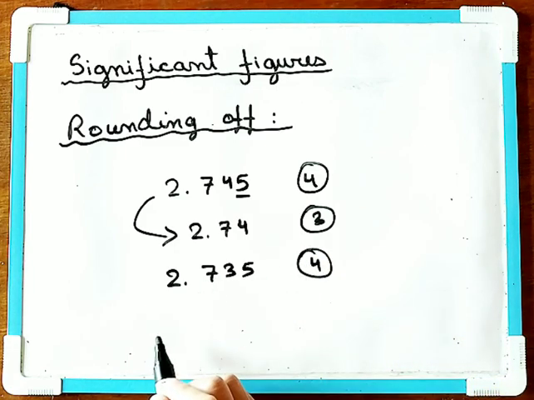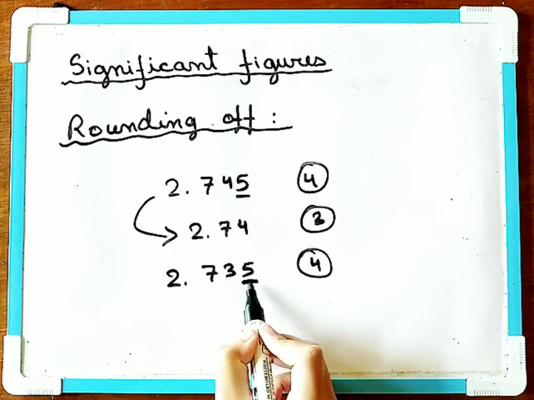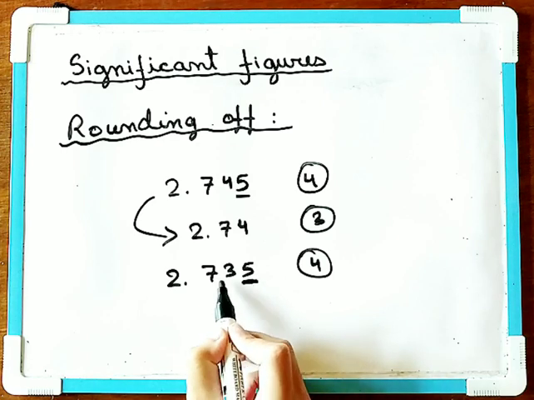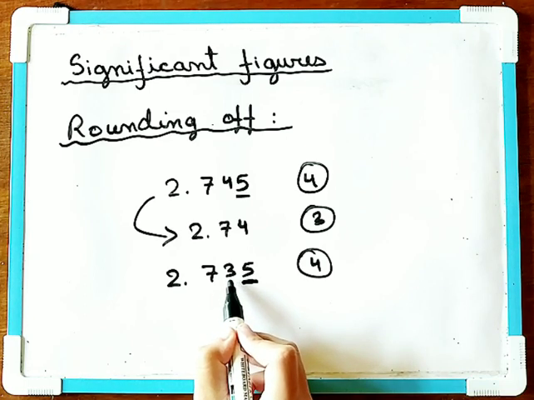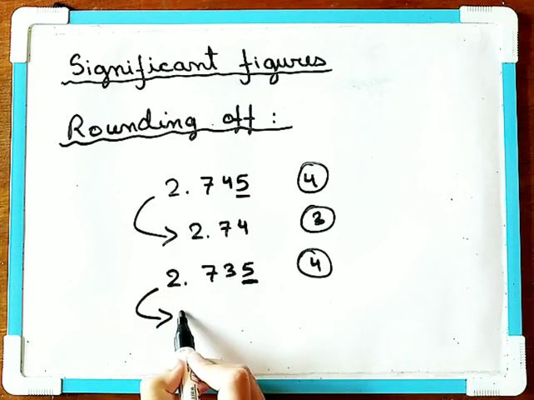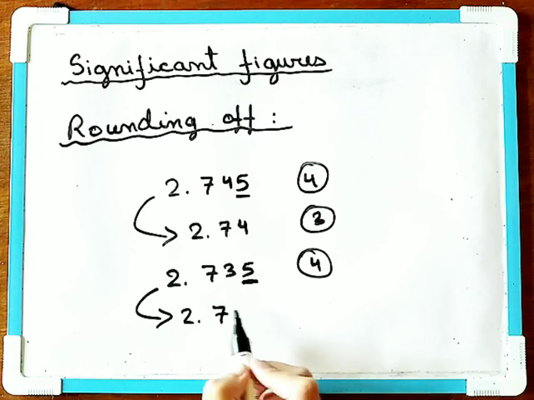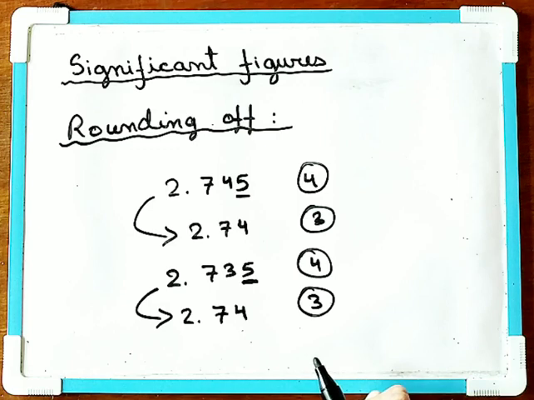If you round it off to 3 significant figures, you count 1 to 3 significant figures. Then look at this digit, which is equal to 5. You look at the digit before it: if this is odd, then you'll have to add 1. Since this is 3, which is an odd number, you add 1 here. So if you round it off to 3 significant figures, you'll get 2.74.